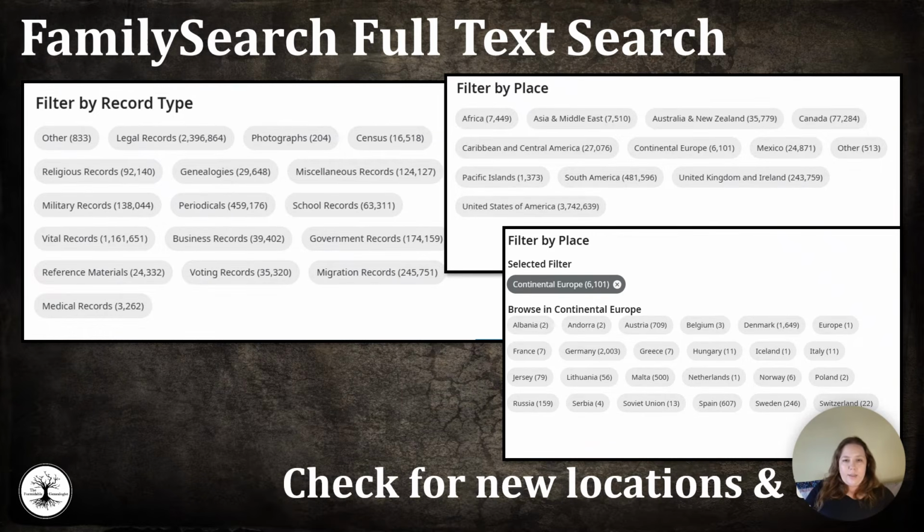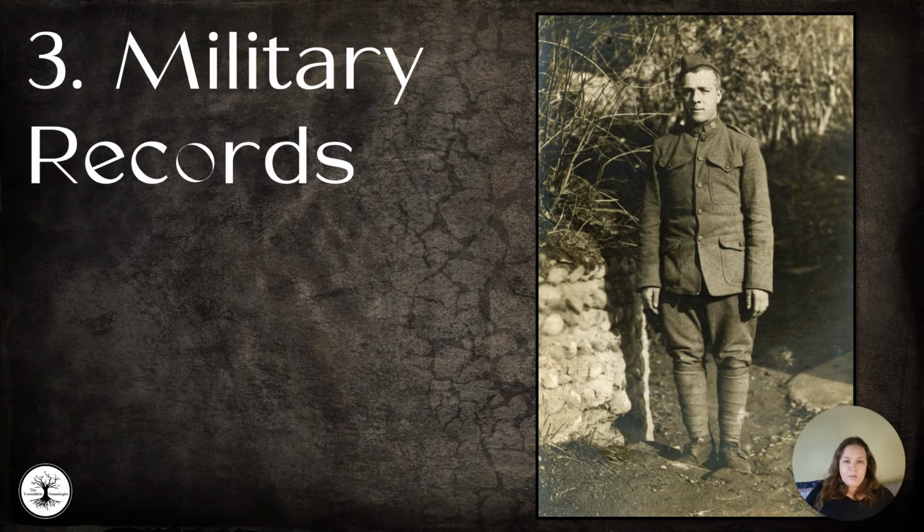On full text, they are constantly adding more records into their database to search. And I've noticed they have been adding a lot of newspapers under periodicals as well. They've been adding a lot of vital records and a lot of new places. So full text search should be your first stop on FamilySearch. It's honestly a lot easier to use than their general name search. So I use this for 99% of my client cases.